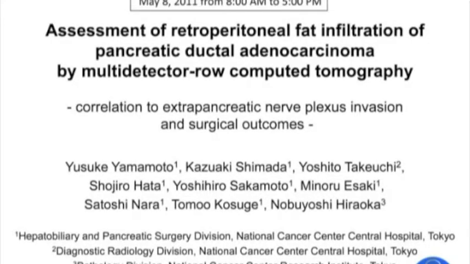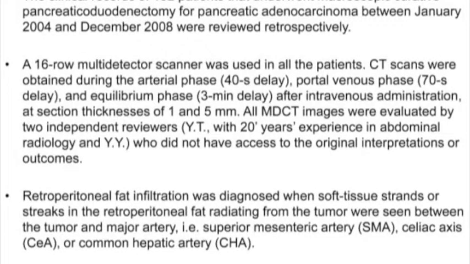The aim of this study is to develop the grading classification of the retroperitoneal fat infiltration of pancreatic cancer determined by MDCT. The clinical records of 132 patients that underwent macroscopic curative pancreatoduodenectomy for pancreatic carcinoma between January 2004 and December 2008 were reviewed retrospectively. All MDCT images were evaluated by two independent reviewers who did not have access to the original interpretations or outcomes.